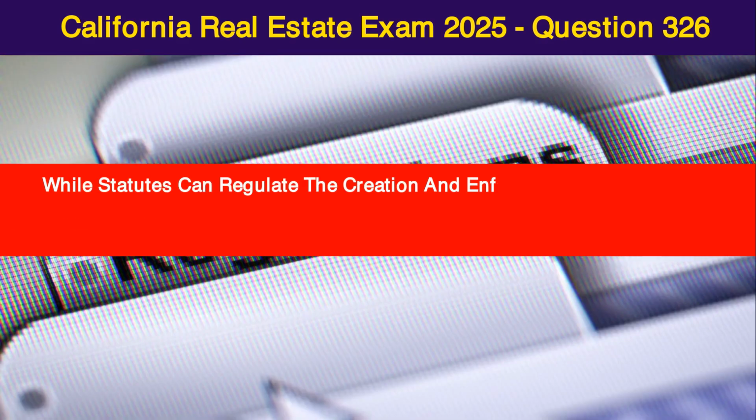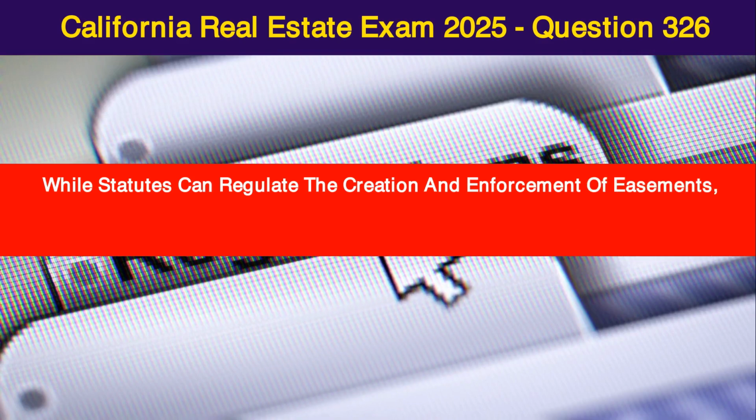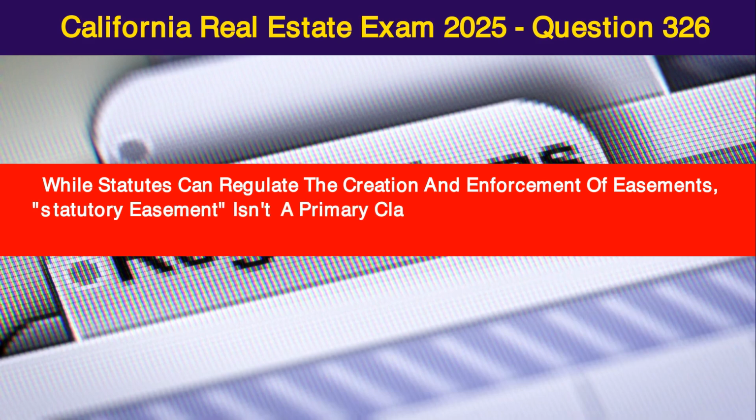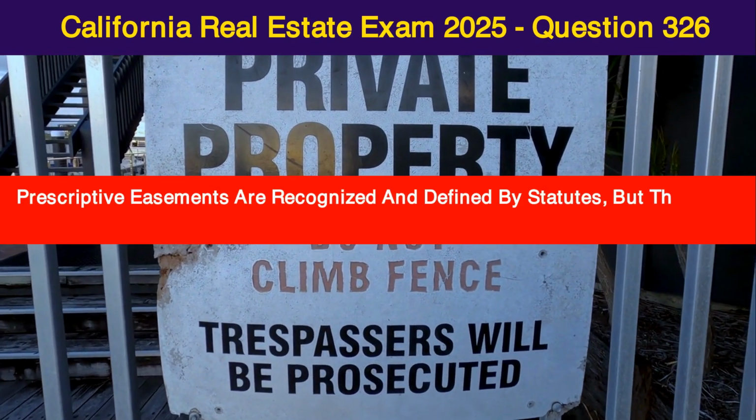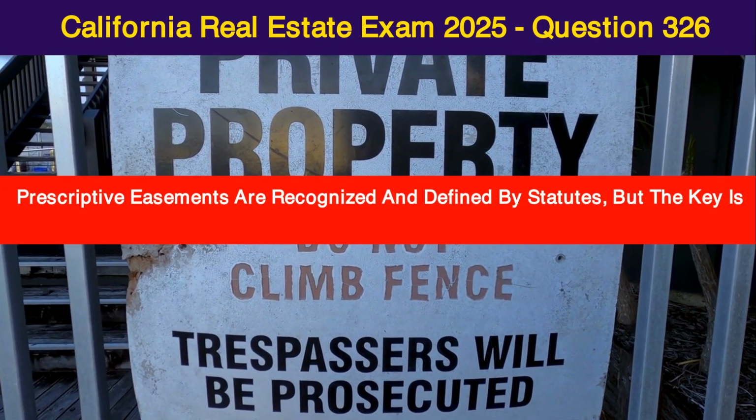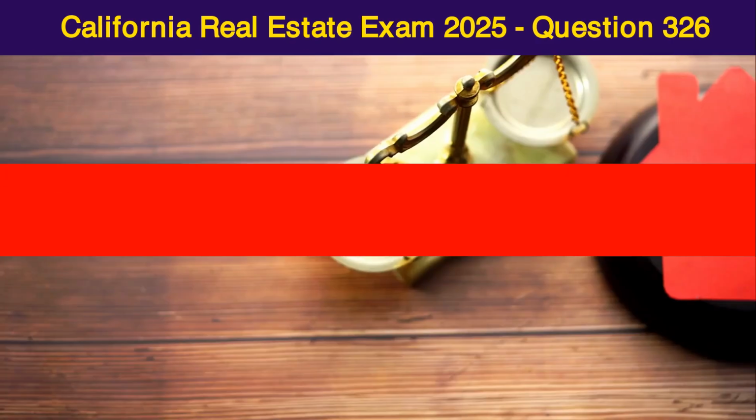While statutes can regulate the creation and enforcement of easements, statutory easement isn't a primary classification based on the method of creation. Prescriptive easements are recognized and defined by statutes, but the key is the unauthorized use.